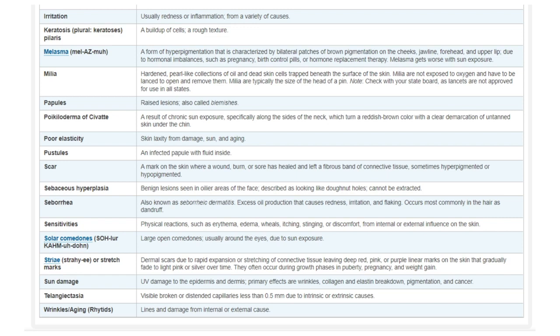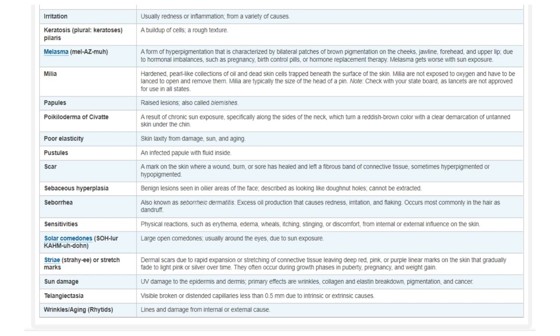Seborrhea, also known as seborrheic dermatitis: excess oil production that causes redness, irritation, and flaking. Occurs most commonly in the hair as dandruff. Sensitivities: physical reactions, such as erythema, edema, wheals, itching, stinging, or discomfort, from internal or external influence on the skin. Solar comedones: large open comedones, usually around the eyes, due to sun exposure.